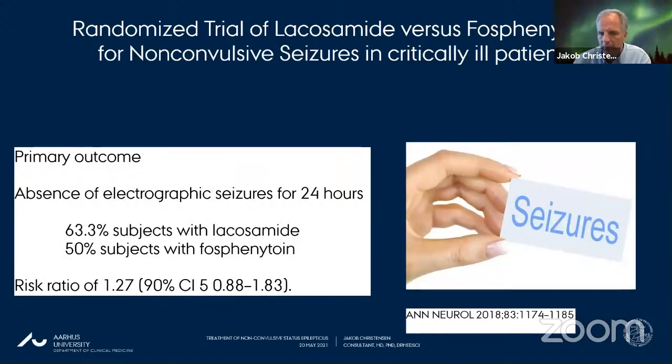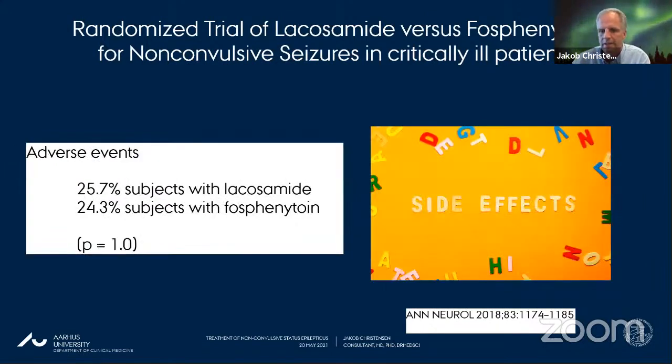And so here's the primary outcome: the absence of electrographic seizures for 24 hours. That was actually achieved in 63% of the subjects that were randomized to lacosamide and 50% of the subjects with fosphenytoin. So this difference was not significant, but it tells you that maybe lacosamide does not seem to do worse than fosphenytoin. So it may be a relevant alternative to treatment with fosphenytoin. Similarly, the side effects were similar in the 2 groups.